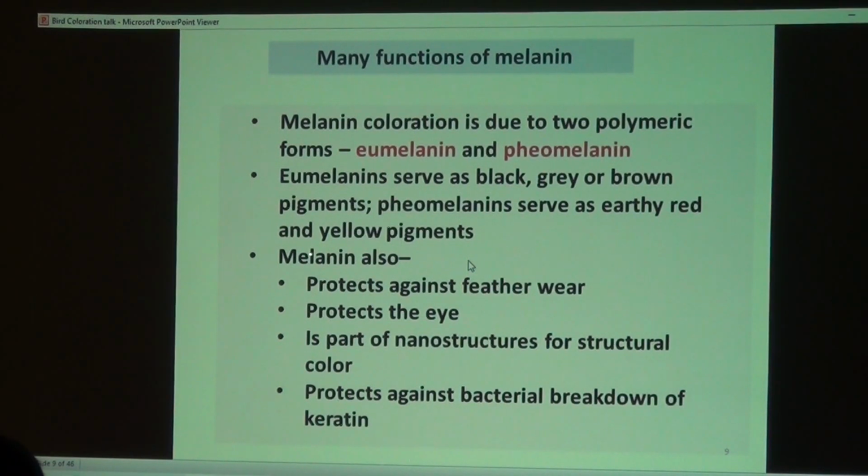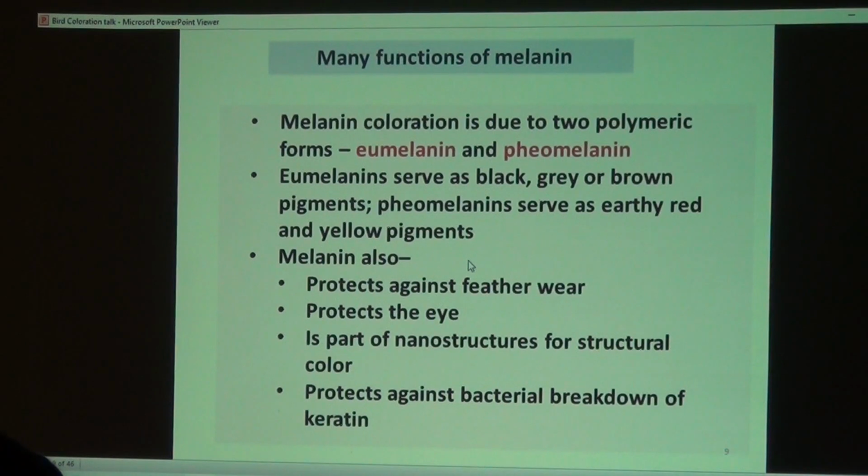Melanin, meaning eumelanin, also protects against feather wear, and we'll see this in the next few slides. So here is one use of color that's not in signaling. It protects the eye, is part of the nanostructures for structural color, and we'll see this as we go along. It also protects against bacterial breakdown of keratin. Keratin is the protein that feathers are made out of, and keratin plays an important secondary role in colors. It is the supporting matrix for pigment colors as well as for the nanostructures for structural color. So keratin is very important.